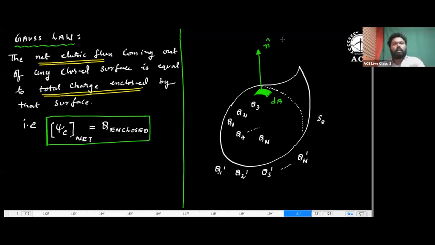Because of these charges, the flux will be outside, or depending on the nature of the charges, the flux can be inside or outside. Yes. So the flux crossing through that small piece of area is called flux density. It is represented by D. Units are coulomb per meter square.